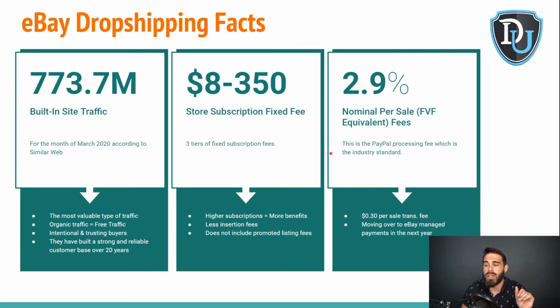The next thing I want to talk about is the store subscription fixed fee. It's going to be $7.95. I just rounded it up to $8 and $349.95, I believe, for the enterprise or like the premium version of a store subscription on eBay. There's multiple tiers of subscriptions on eBay, and I always tell people to at least get a basic store when starting out on eBay because it's going to lower your final value fees down to 9.15% versus 10% generally speaking.